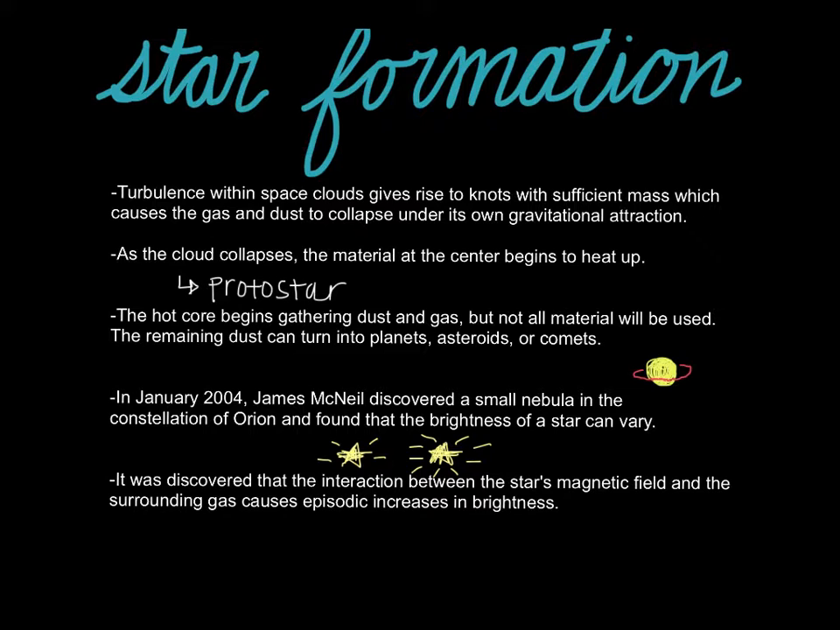So like I said before, stars are made out of clouds and dust in space, and turbulence deep within these clouds gives rise to knots with sufficient mass that the gas and dust begin to collapse under its own gravitational attraction. And as the cloud collapses, the material at the center begins to heat up and forms a protostar. The hot core begins gathering dust and gas, but not all of this material will be used. The remaining dust can turn into planets, asteroids, comets, or will just remain as dust.